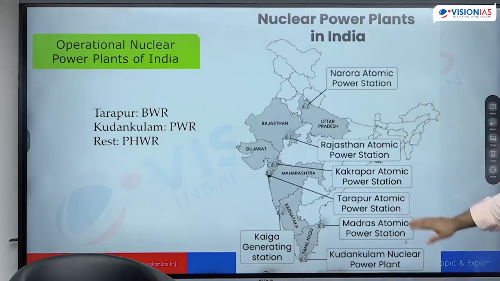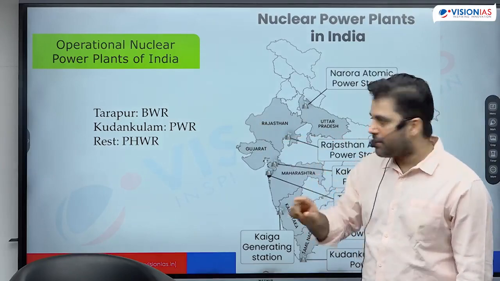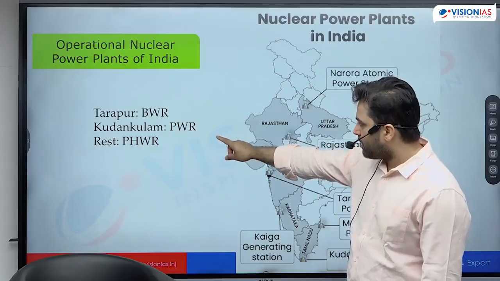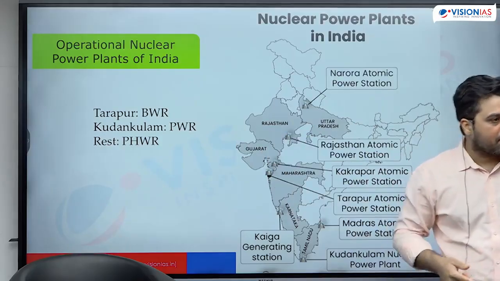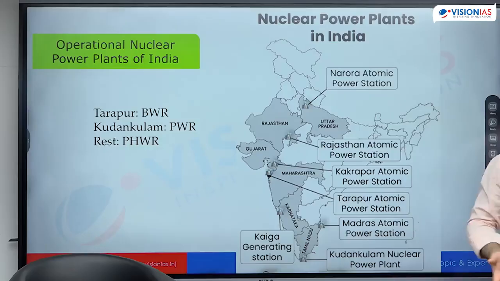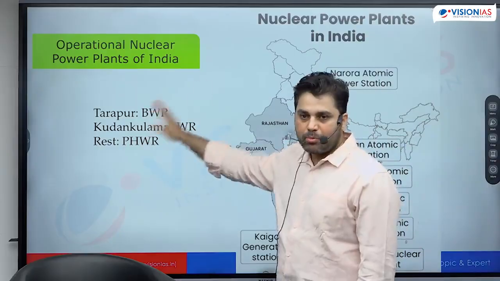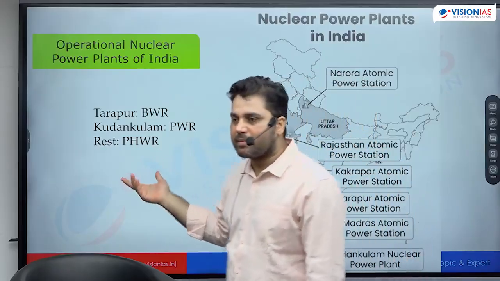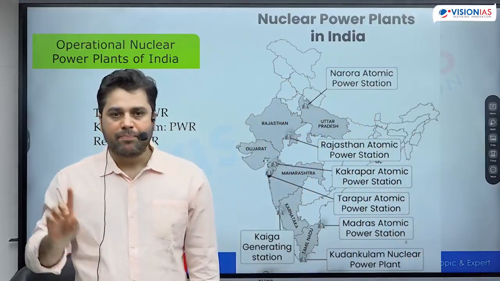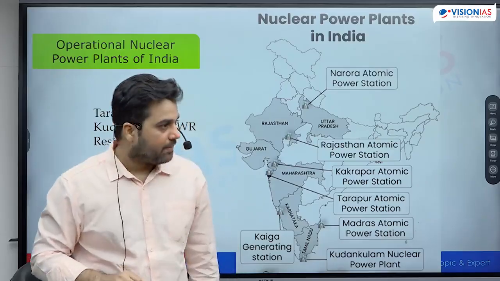So you have all these places with nuclear reactors, and at Tarapur you have a boiling water reactor, the only place where we have a boiling water reactor. At Kudankulam in Tamil Nadu we have a pressurized water reactor, and all the remaining reactors are examples of pressurized heavy water reactor. So we can remember this also, that you just have to remember these 2 places. Tarapur boiling water reactor, Kudankulam pressurized water reactor. Rest all the places are pressurized heavy water reactor, which is part of our first stage nuclear program. So in this way also we can remember things, okay.